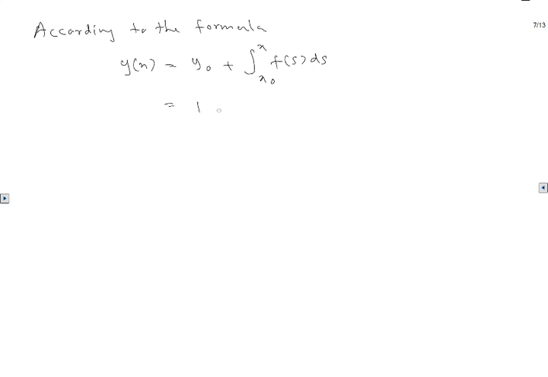So according to the formula, what we have is y(x) equals y naught plus the integral from x naught to x of f(s) ds. So if you plug in here, y naught is 1, plus the integral starting from 0 to x of e to the minus s squared ds.